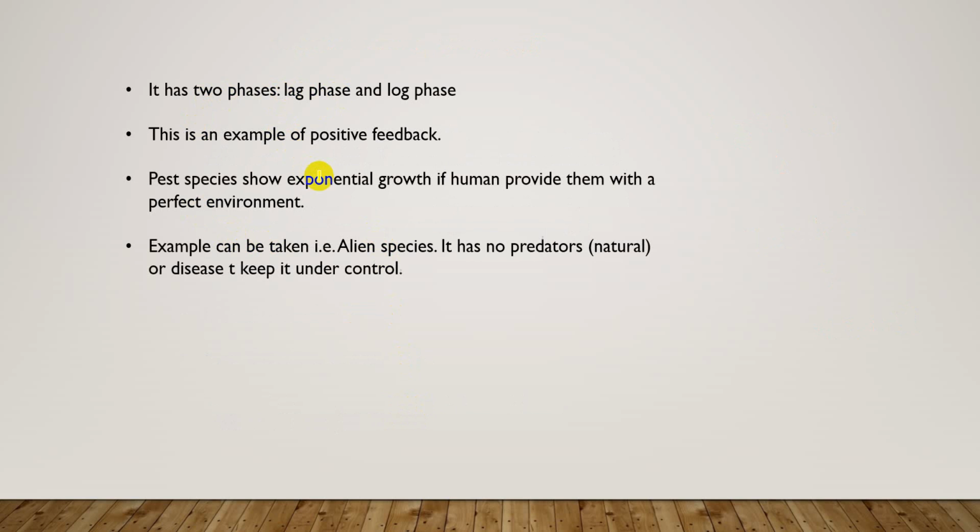Pest species show exponential growth if humans provide them with the perfect environment. If there are pests in a field, and human beings do not disturb the environmental condition by applying pesticides, and for weeds by not applying herbicides, then they show exponential growth. An example can be taken, that is alien species. It has no natural predators or disease to keep it under control.